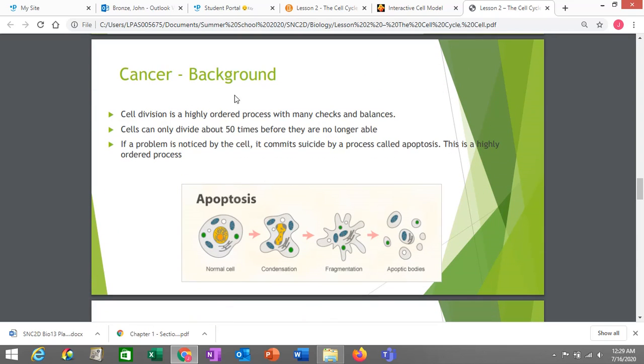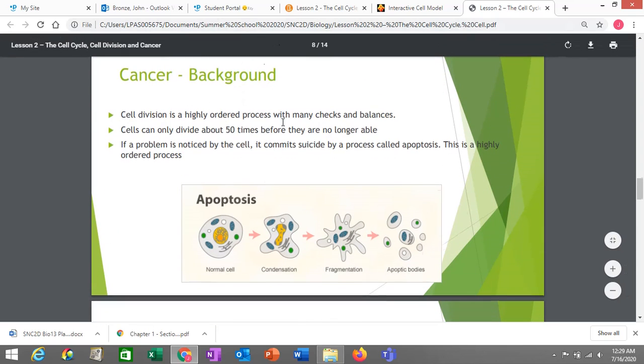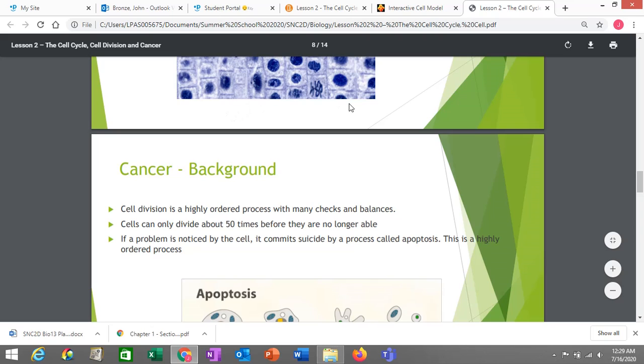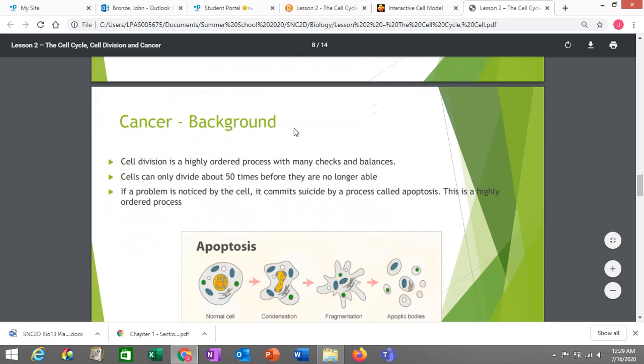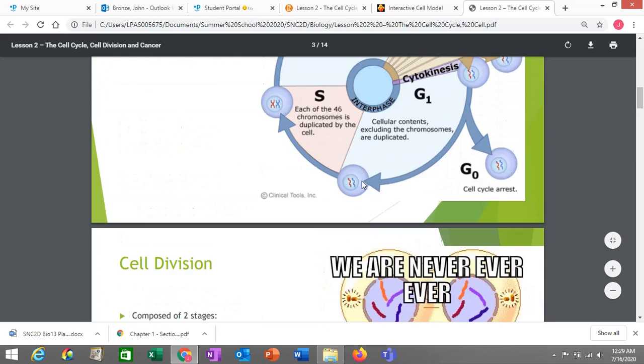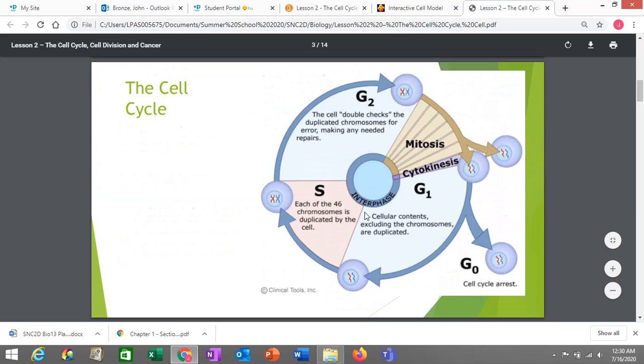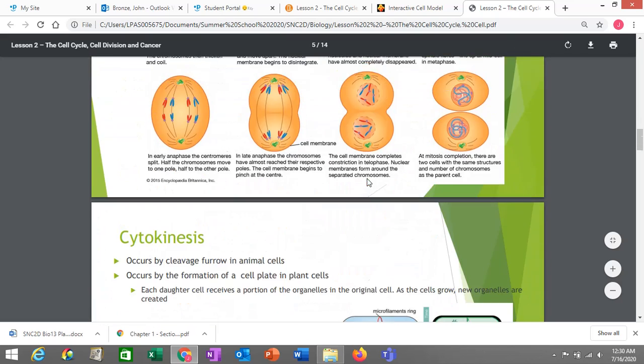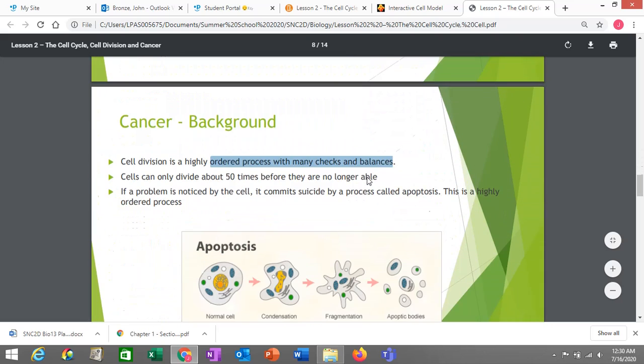Well, cell division, as we've just described it, meaning the cell cycle followed by mitosis and cytokinesis, is a highly ordered process with many checks and balances. We said that a cell actually checks what's going on with itself. We're not going to really get into how, but it checks it at the end of G1 and during G2 as well. The cell tries to make sure it's doing everything right when it's dividing.